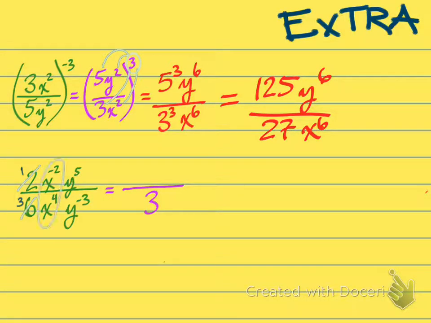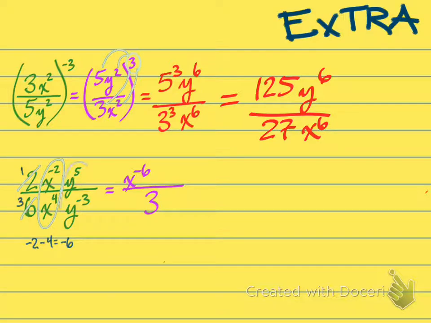Then let's handle the x's. So you've got x to the negative second over x to the fourth, and hopefully you remember from your laws of exponents that you're going to subtract the top exponent minus the bottom exponent. All right, so negative 2 minus 4 is negative 6. So we'll have an x to the negative sixth in that fraction there, okay? And it'll be on top for now.